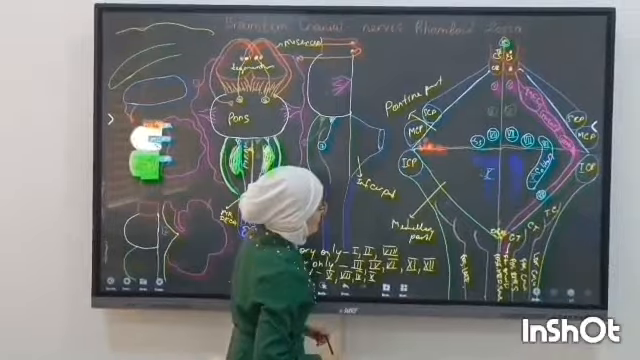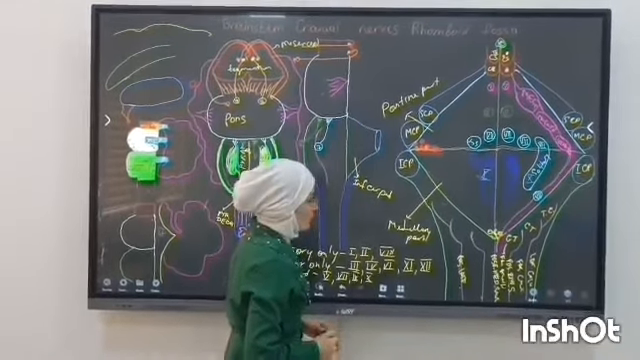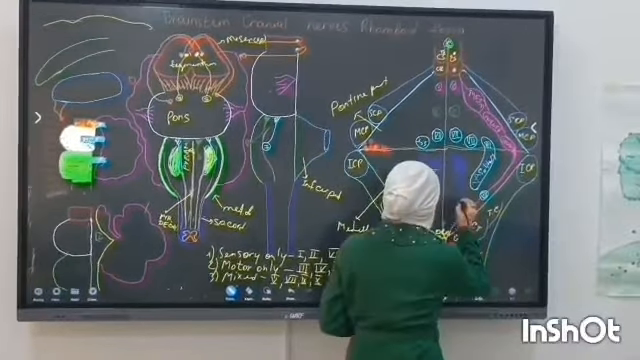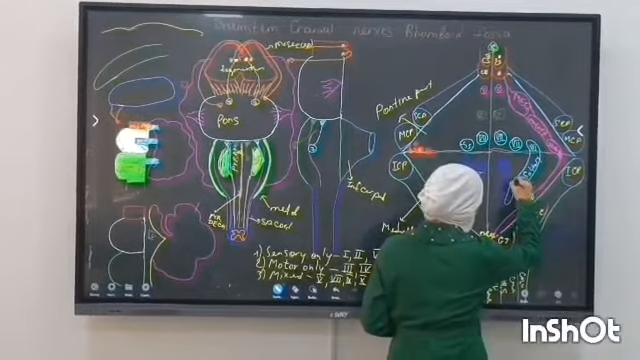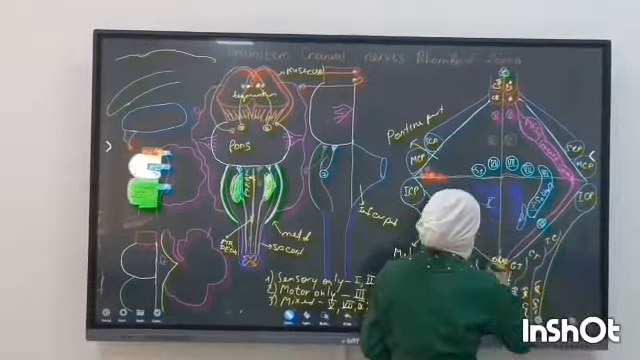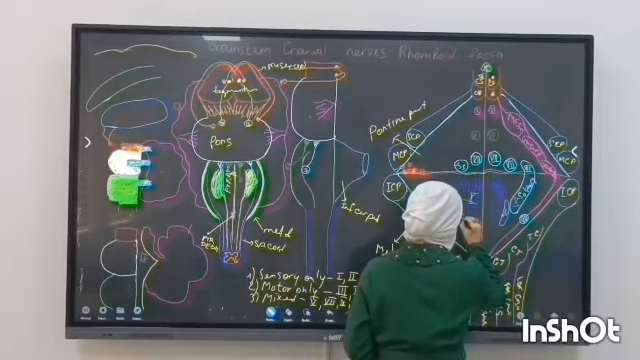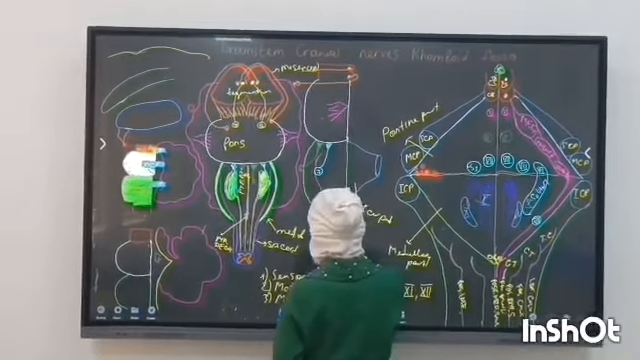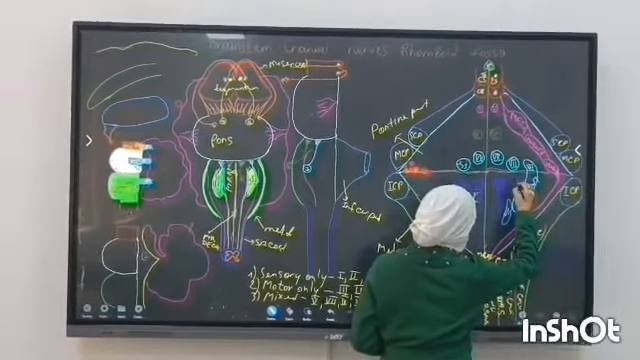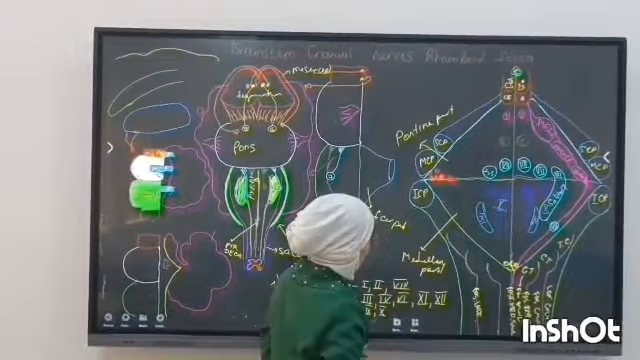And the parasympathetic nucleus of the nervus vagus is named the dorsal nucleus of the vagus, which is located here. This is the dorsal vagus nucleus. This is what? The nervus glossopharyngeus, the parasympathetic nucleus of the nervus glossopharyngeus.